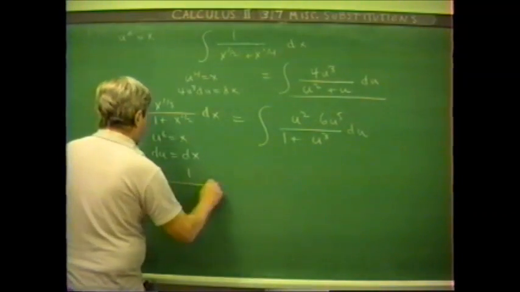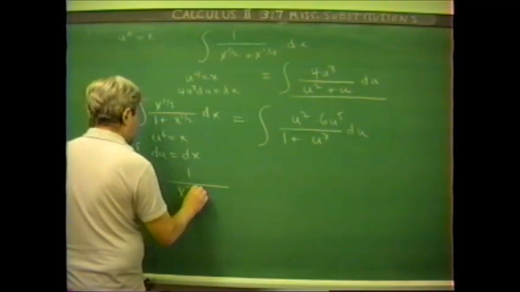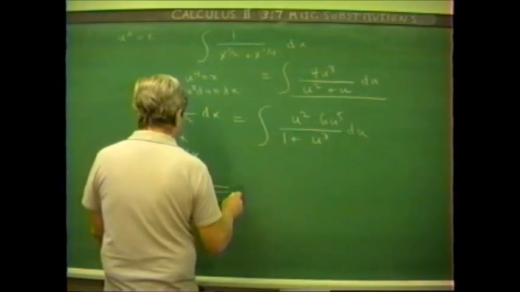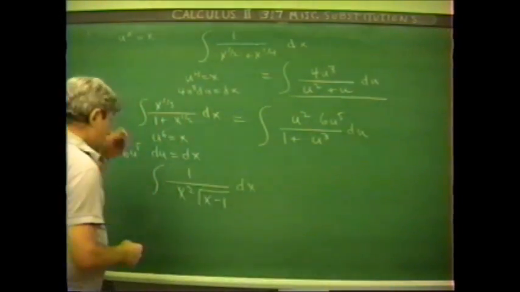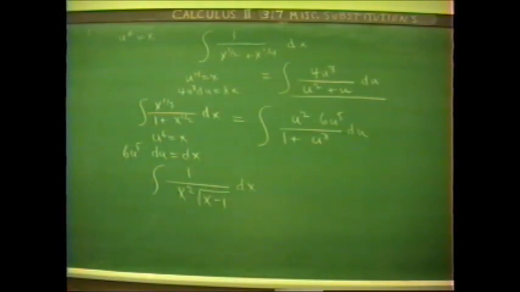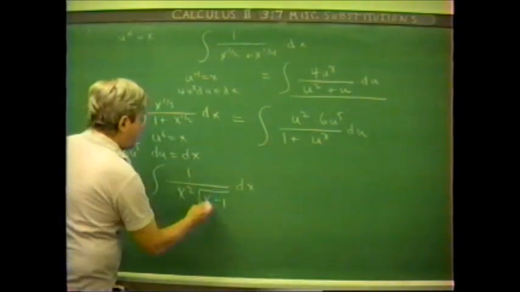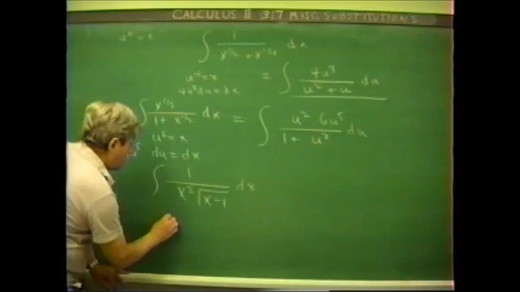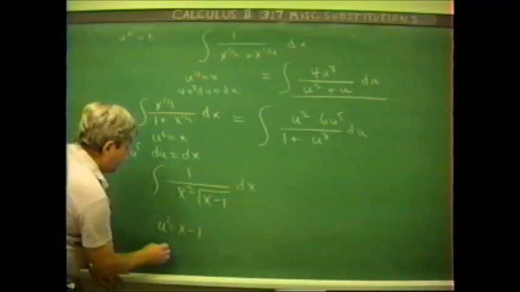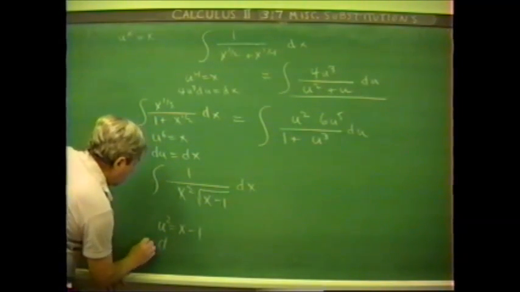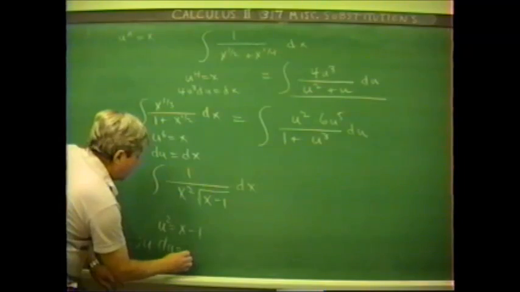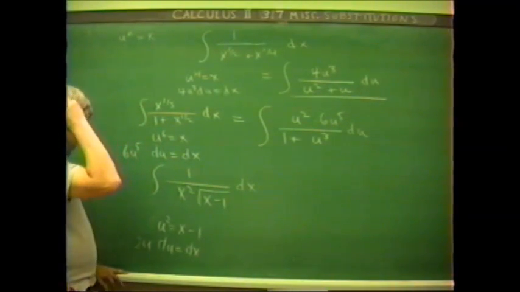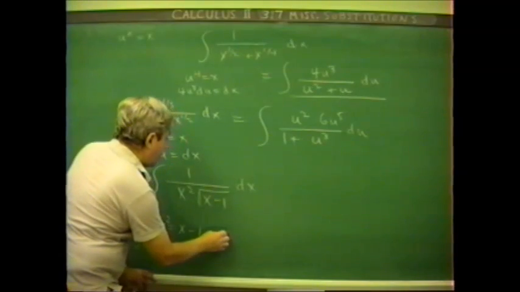Suppose you have something like 1 over x squared square root x minus 1, and the antiderivative of this with respect to x. A slight variation here, all right? So we'd like to get rid of this square root x minus 1. Let's let u squared be equal to x minus 1. Then 2u du is equal to dx. Right? And what else do we get here?